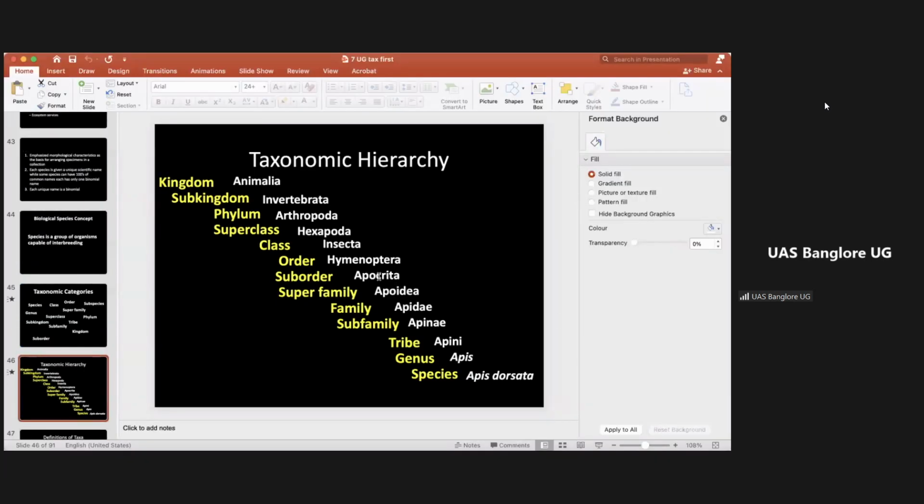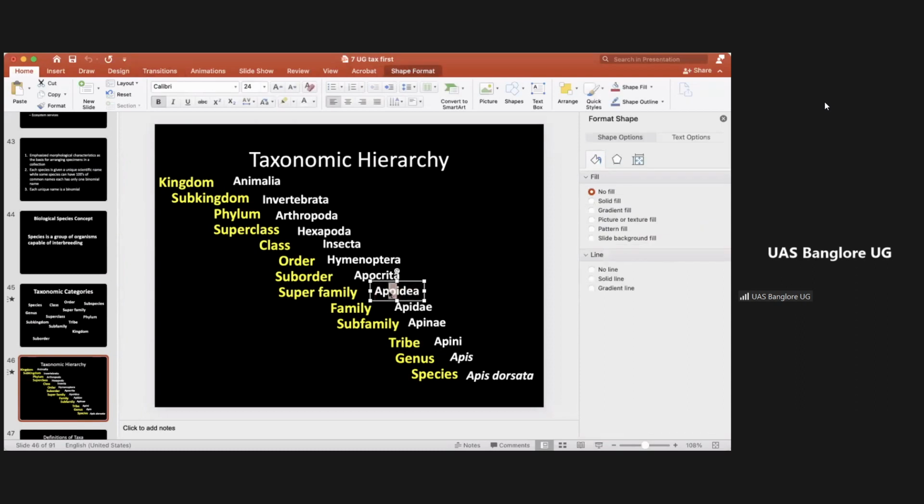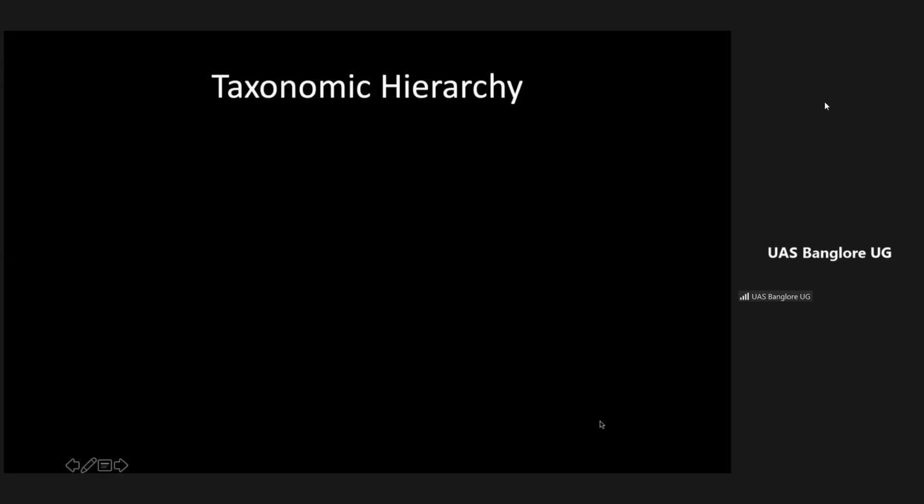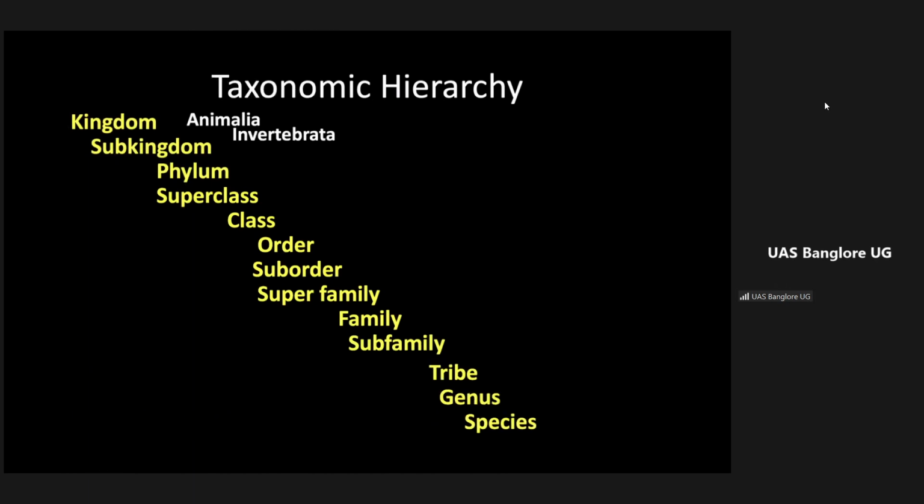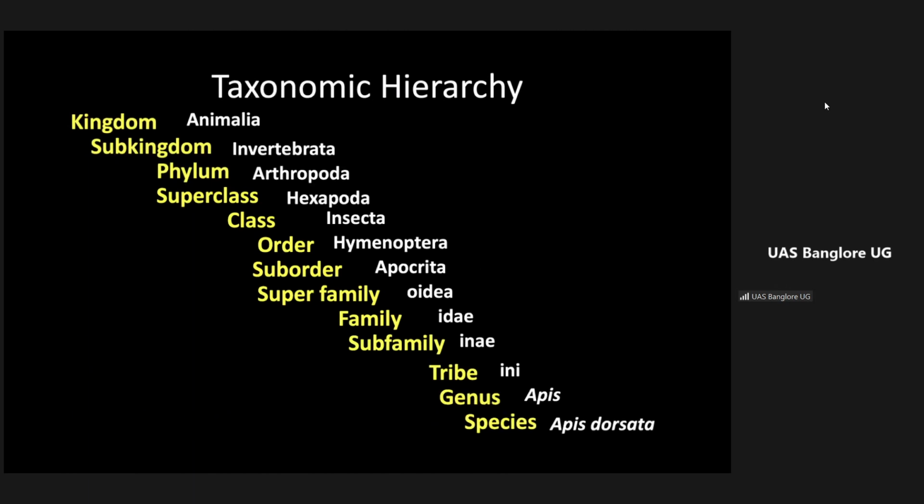In case of the superfamily, you take out this. Can you all see this? It will be OIDEA. In case of family, it will be IDAE. In case of subfamily, it will be INAE, and in case of tribe, it will be this. So this is how it looks. For example, we are taking the stem AP: Apoidea. If it is family, Apidae. If it is subfamily, Apinae. If it is tribe, Apini. That is how the names go.